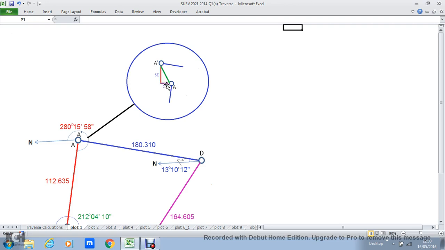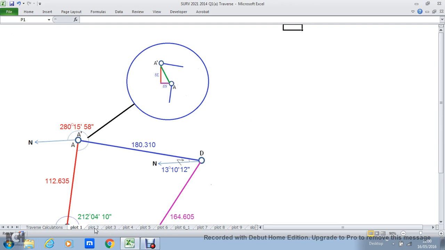The line shown in green is known as linear misclosure, and if you look at this, it's a right-angled triangle. So we just use Pythagoras' theorem to work out the length of that line. And the actual length of that line is known as the linear misclosure, which we'll look at later on.